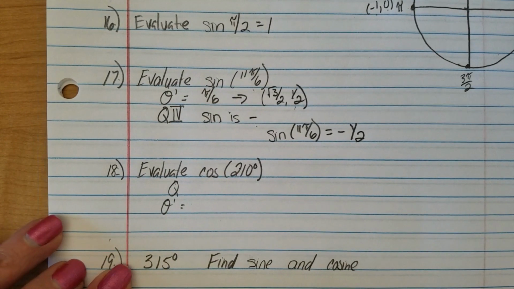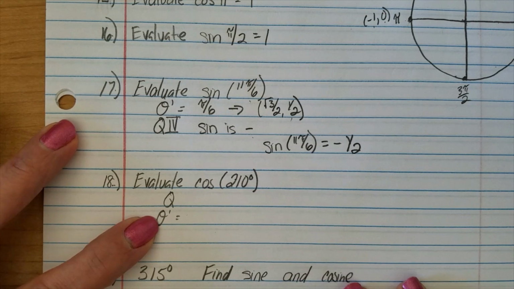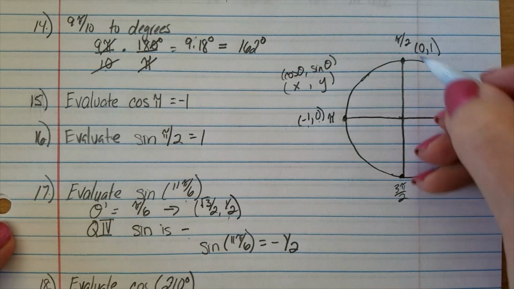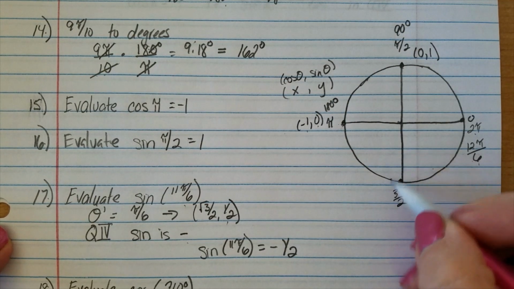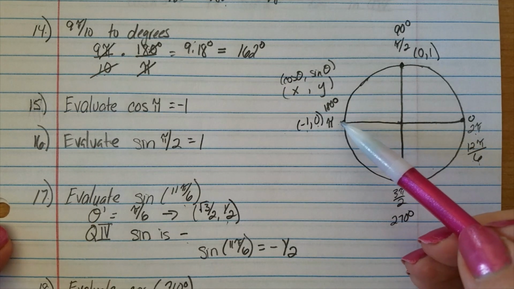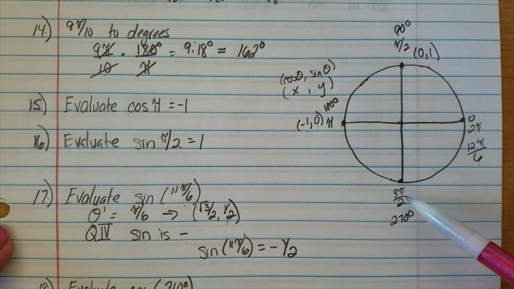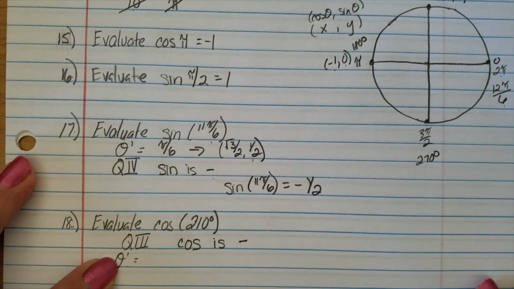Let's do cosine of 210. Let's figure out what quadrant we're in first. 210 degrees. We're 0, 90 degrees, 180 degrees, 270 degrees. Okay, 210 degrees is between 180 degrees and 270 degrees. So that means we are in quadrant 3. And is cosine, your x values, are they positive or negative in quadrant 3? Well, they are negative.